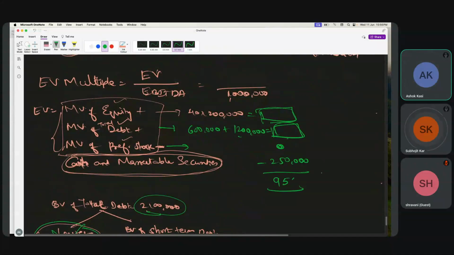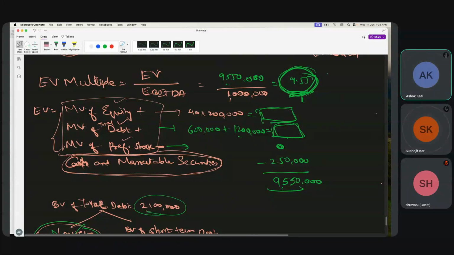EBITDA is given, so EBITDA is 1 million. Now you calculate this. That's 9.55. So this is the EV multiple. That means to earn 1 rupee, the acquirer is paying 9.5 rupees.